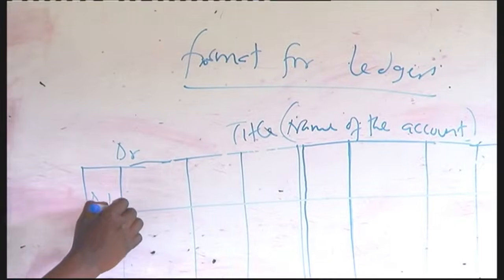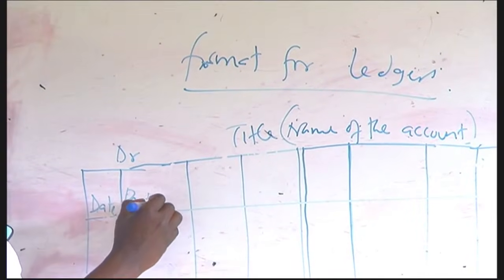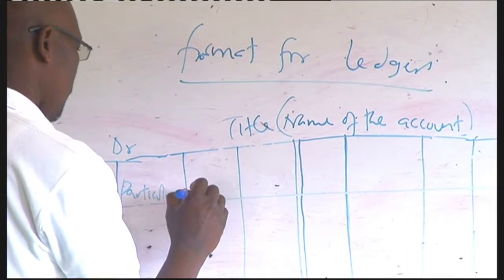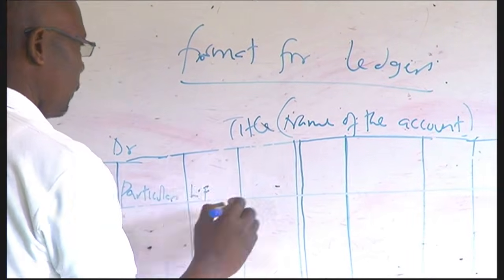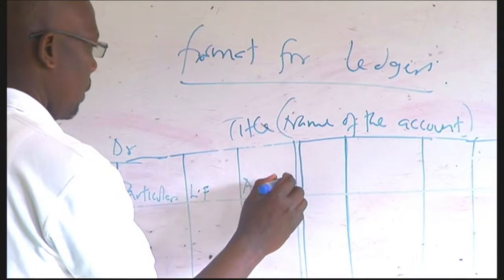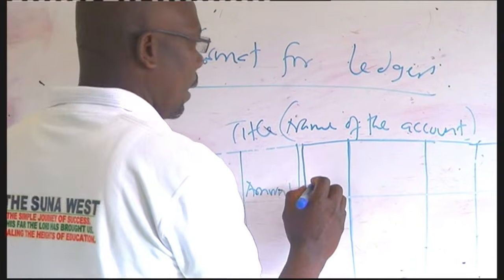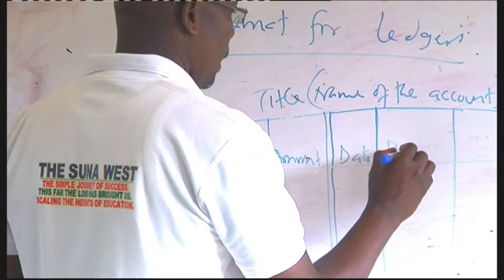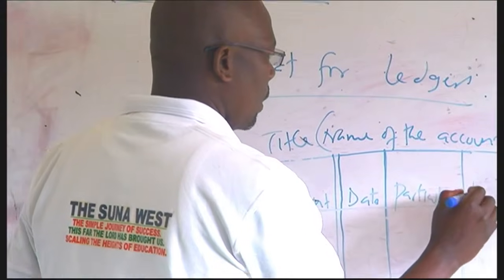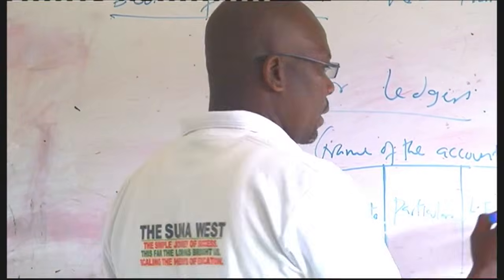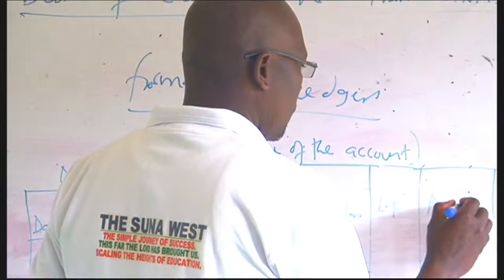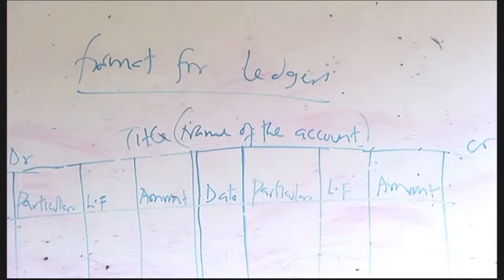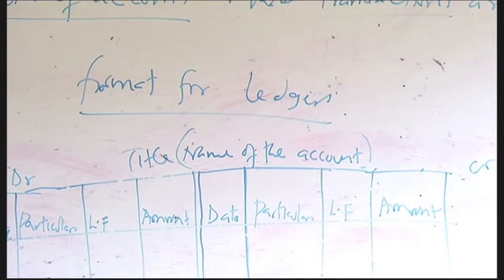We have the date, particulars, ledger page, and the amount. At the same time, the credit side has the date, particulars, ledger page, and the amount. Each time you are preparing a ledger account, this is the format.